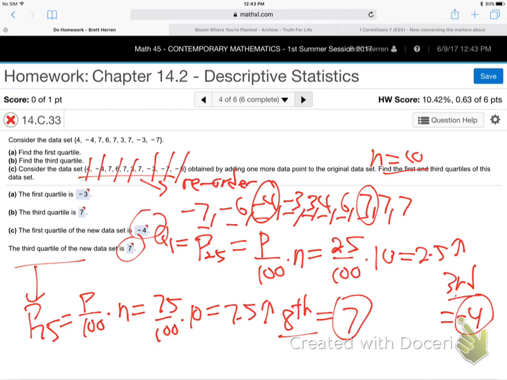Questions on that one? Is that okay? Feel like you can do that okay? Is that making sense? You can also do that to find the median. It's the P50, 50% of the way through the data. It'll work just as well, which is sometimes easier when you have a lot of numbers. All right, let's keep moving.